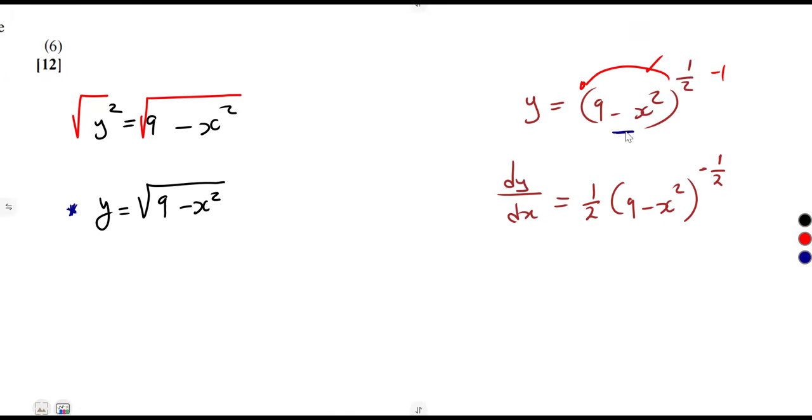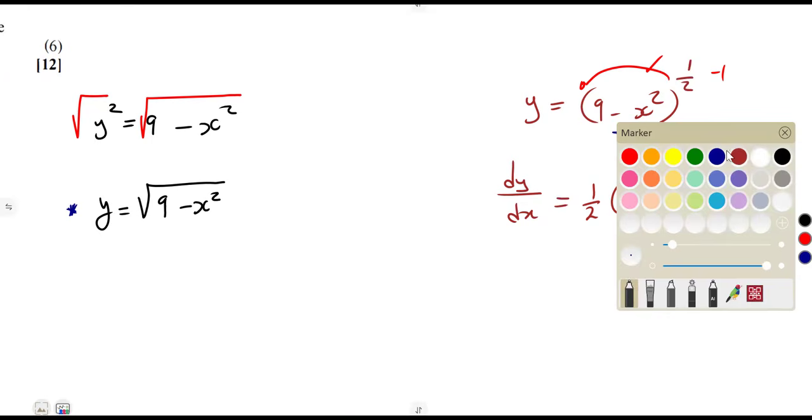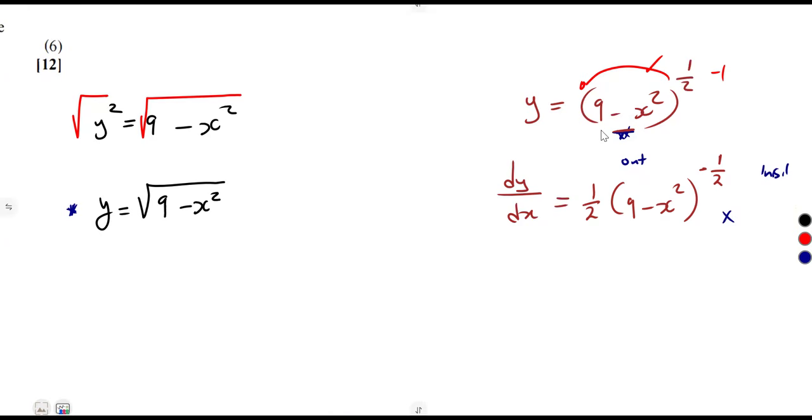Then you differentiate what is inside. So this is the outer, then what is inside. So you multiply to the inside part. Differentiating what is inside, that's a 0 here, minus x squared is going to give us minus 2x. So we have applied our chain rule.